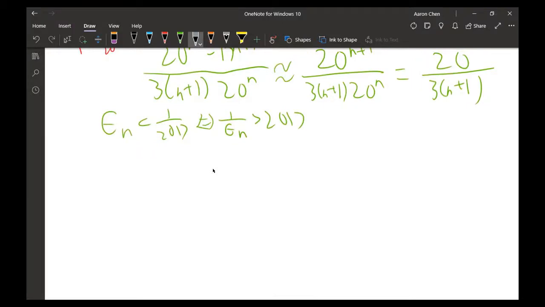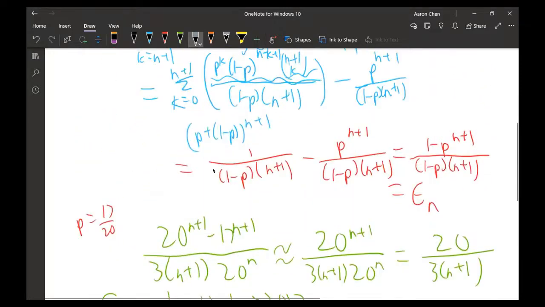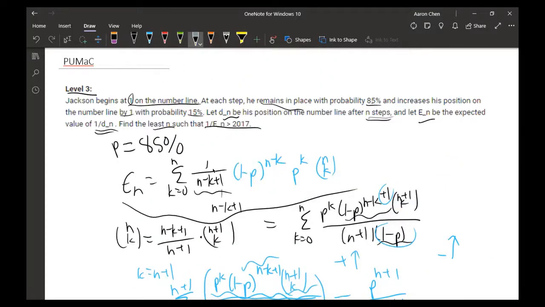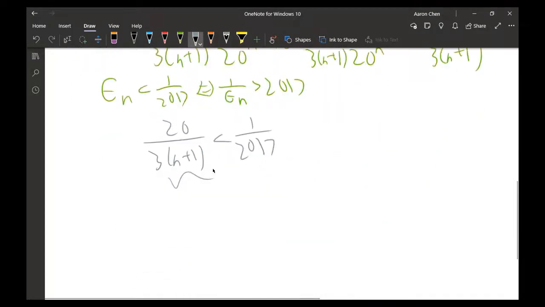And so we can see that e of n is basically just 20 over 3 times n plus 1. And so we want to find when this is less than 2017. We cross multiply, and since n is guaranteed to be positive, since he can't take a negative number of steps, the sign does not flip when we cross multiply. So 3 times n plus 1 is greater than 20 times 2017.